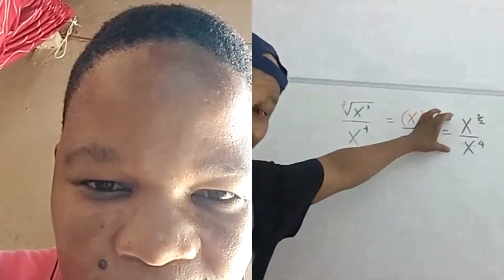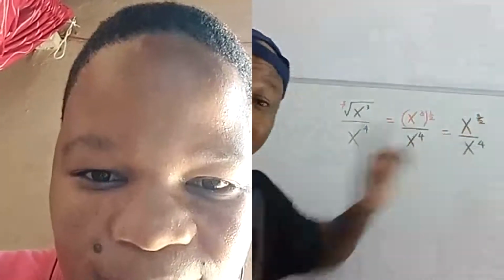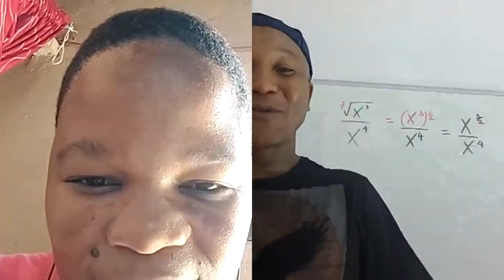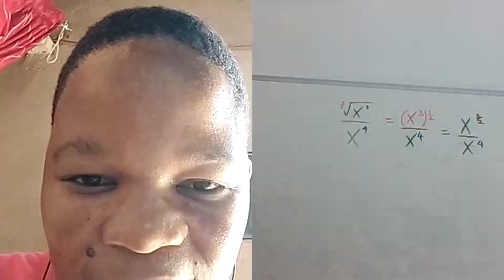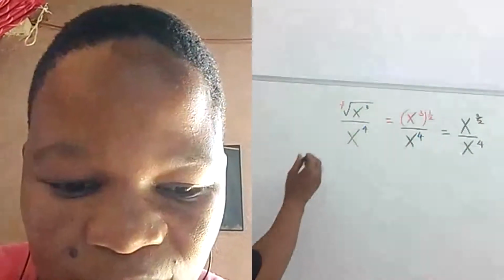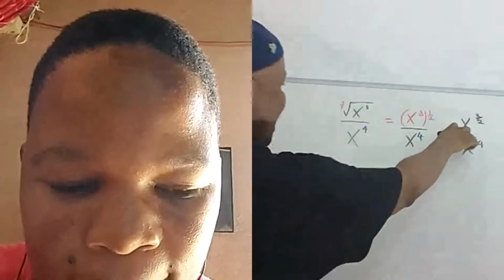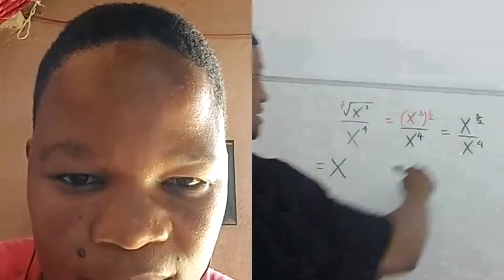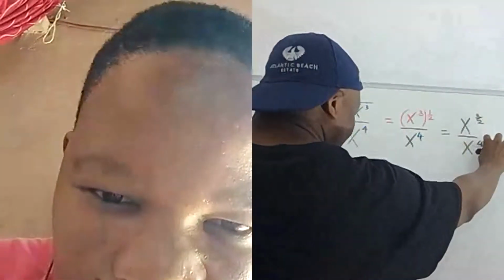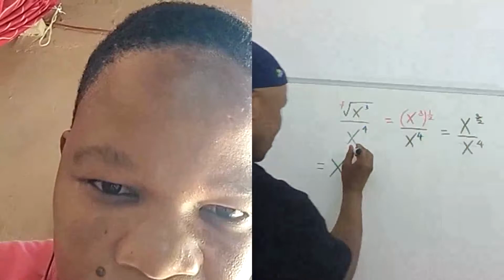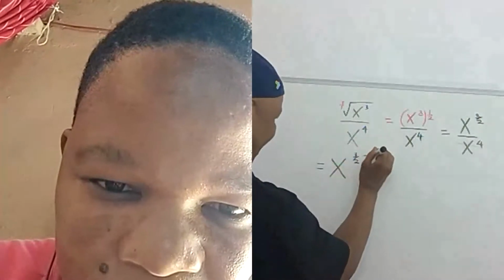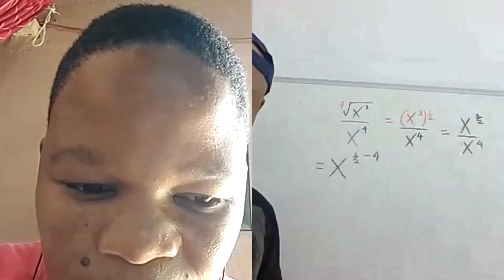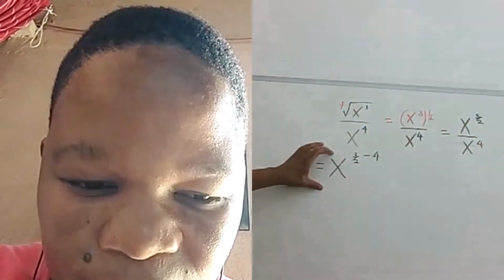Oh, so now the bases are the same. But the problem now is division. How are we going to do division? Are we going to add the powers? Are we going to subtract? So this is what you do. For division, the bases are the same, right? So you only write one base, and then take the top power minus the bottom. 3/2 minus 4. Just like that. Take the top power minus the bottom.